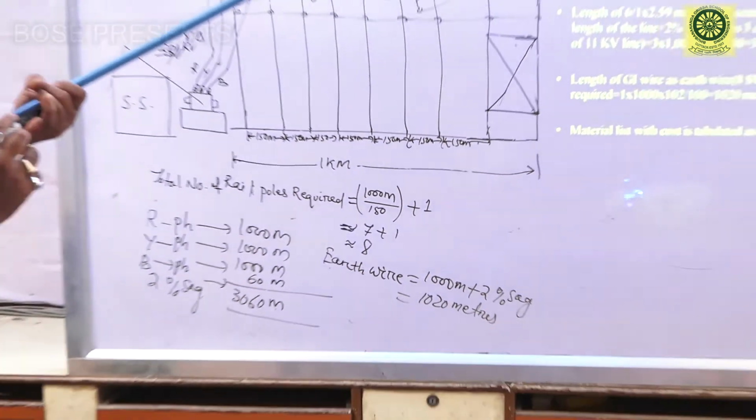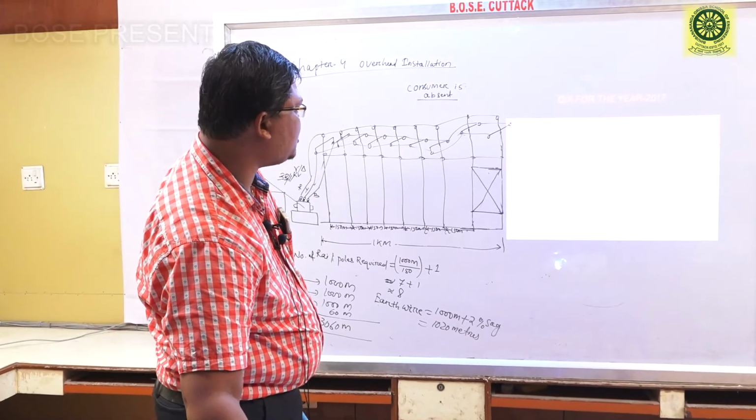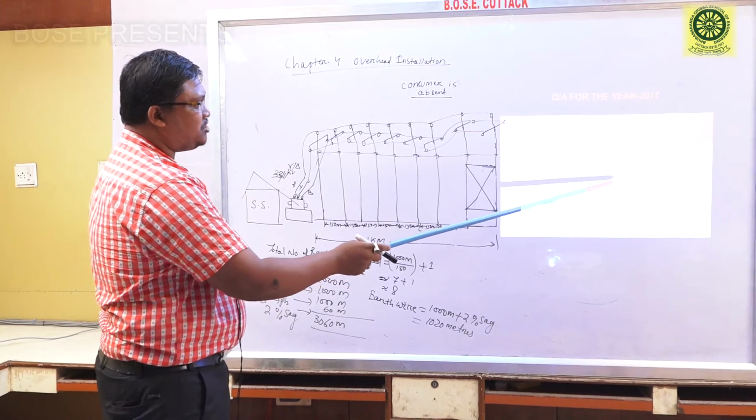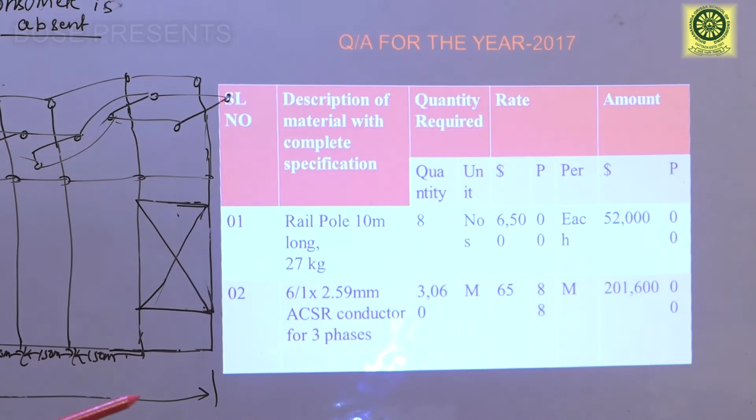Now we will go to the table. What are the materials required? So this is the rail pole, 8 numbers, and each costs 6,500. So the total will be 52,000.